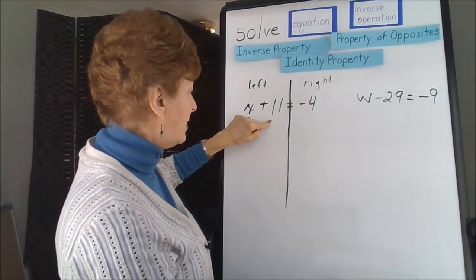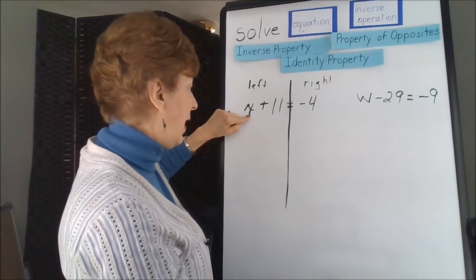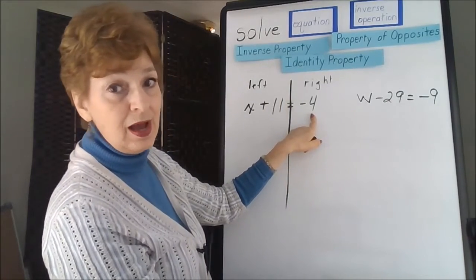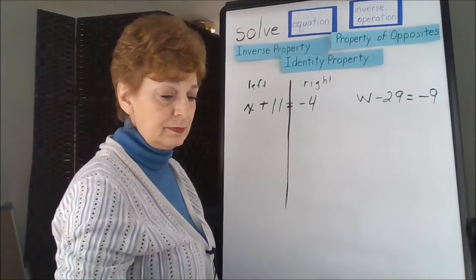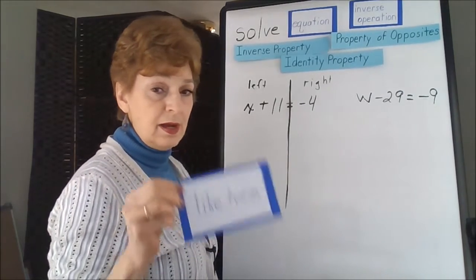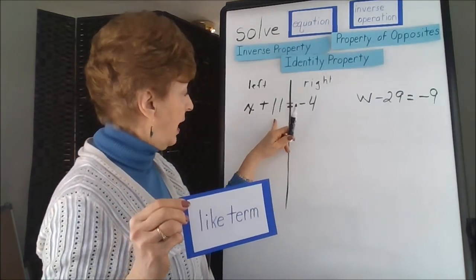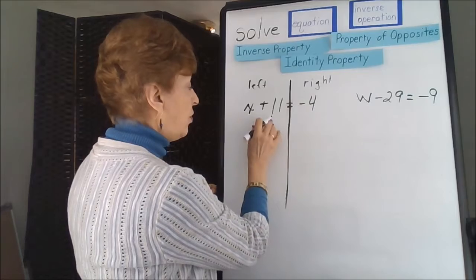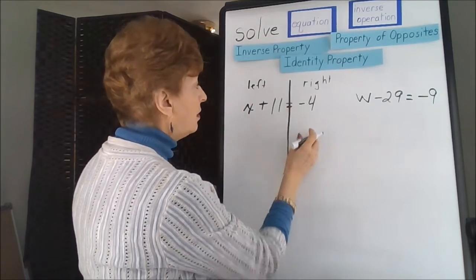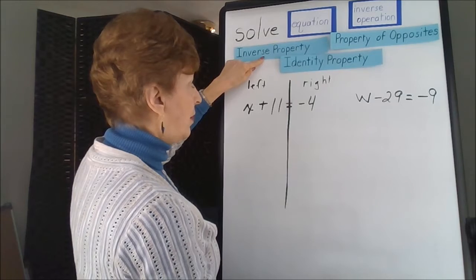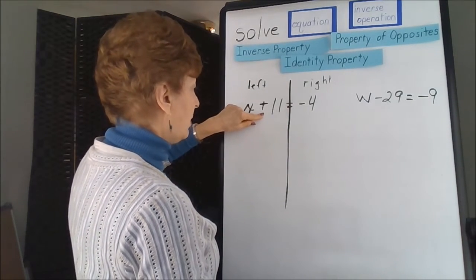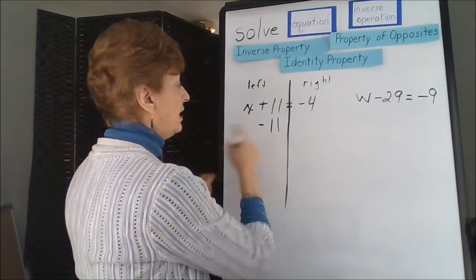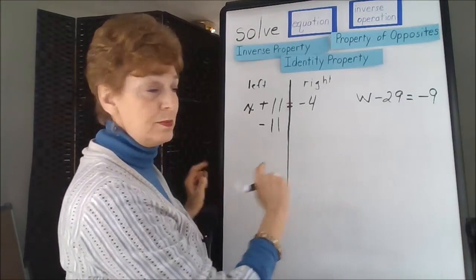In this particular case, the way that I can get x to be by itself is if 11 jumps over this wall and joins up with the other like term. Because numbers are like terms. So I want my 11 to be over here with my -4. In order to get 11 to jump the wall, I am going to have to do the inverse operation. This is an addition problem. I'm going to need to subtract in order to get this to be 0, to make it go away.